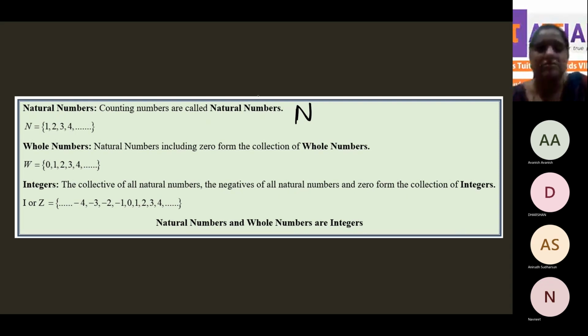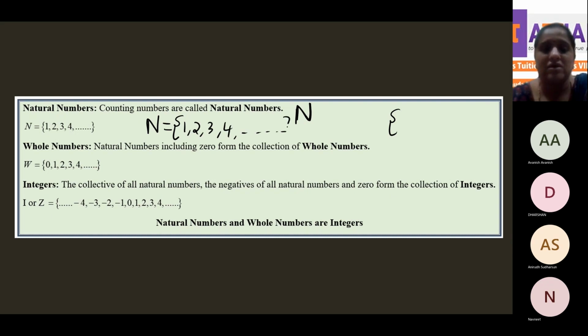Yeah, children, I'm back. So natural numbers are represented by the capital letter N. And how do you show all the natural numbers? Capital letter N is equal to, open a flower bracket. This is called a flower bracket. 1, 2, 3, 4, and it goes on like this, and close the flower bracket. So the smallest natural number is 1, but we do not know the largest natural number. The greatest natural number we cannot say, but the smallest natural number is 1.